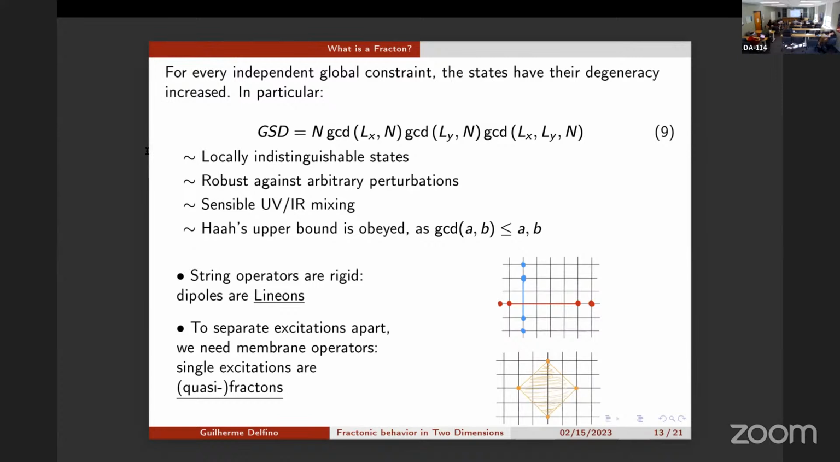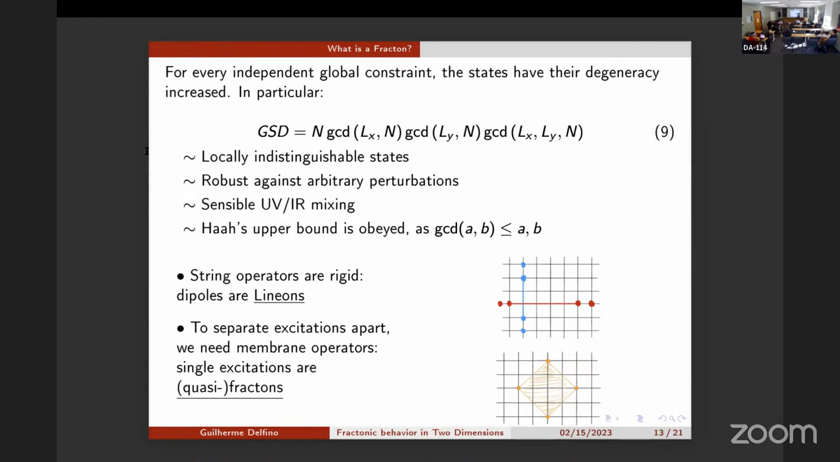We still get the UV-IR mixing. So this also survived our very naive projection down to two dimensions. But now the difference is that we are not violating Haah's theorem. Remember, Haah's theorem told us that in two dimensions, the ground state degeneracy cannot scale with L. Even though we have L appearing here, we have this property of the GCD.